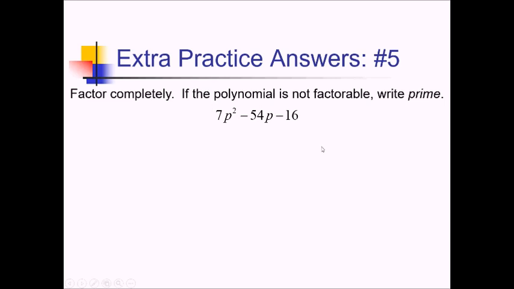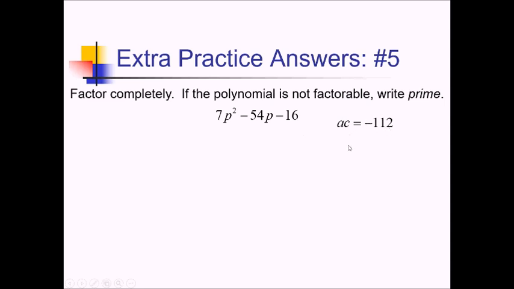That's going to give me, let's see here, that would be like 70 plus 42. That's going to be 112, negative 112. And I know that now I'm looking for factors of negative 112 that add up to negative 54. And I know the factors have opposite signs because negative 112, it's a negative here.